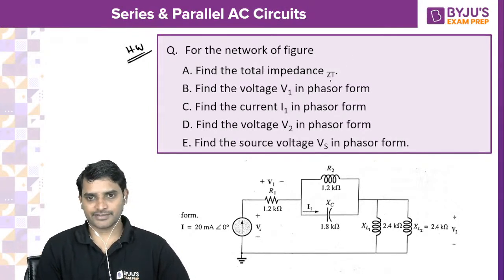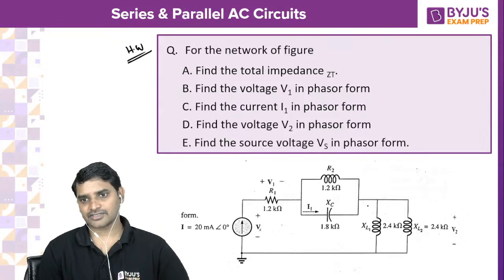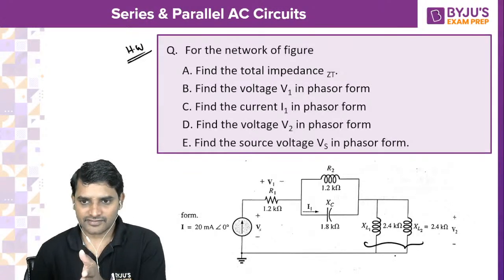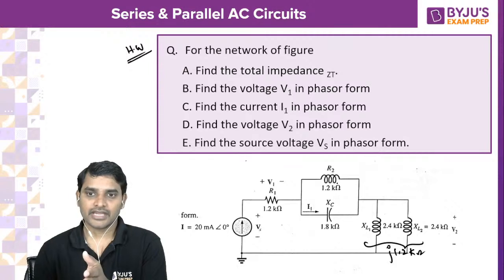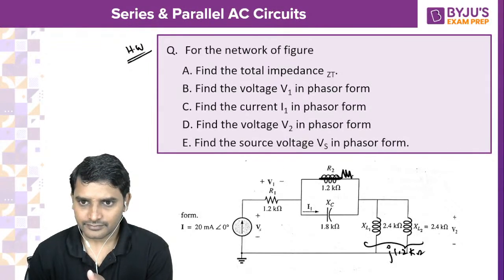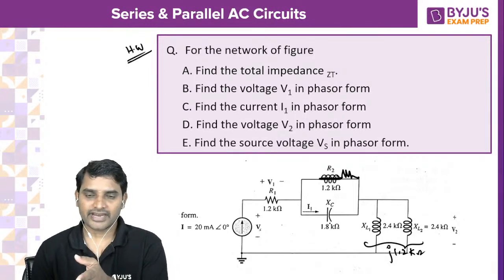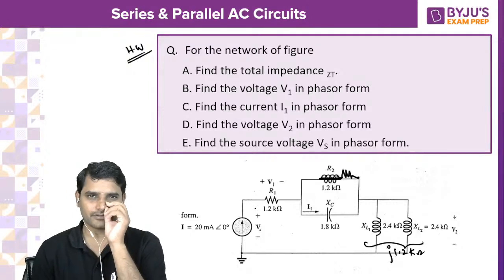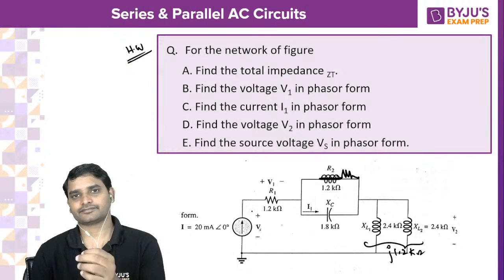Find the total impedance. This is a current source, you find the total impedance. So this will be anyhow 2.4 and 2.4. Both are in parallel, so it will be 1.2 kilo. J 1.2 kilo. And this is resistance, I'm so sorry, this is resistance actually. This is 1.2 kilo and 1.8 kilo. You can take up this one. Otherwise, simply use current division rule.